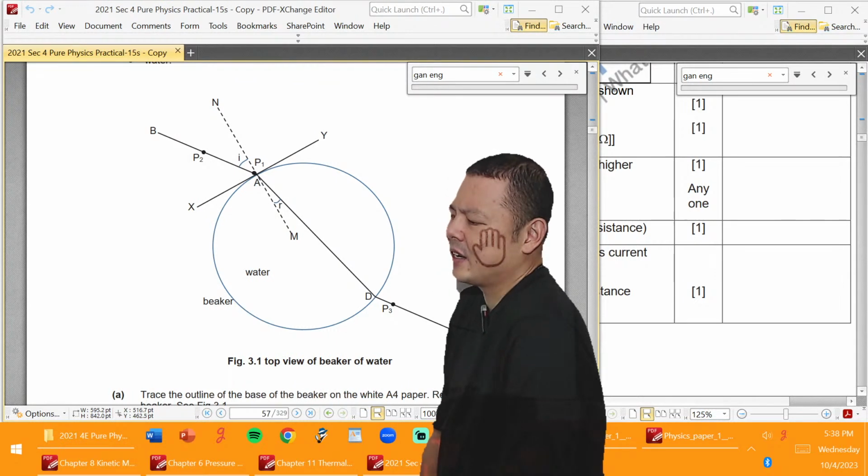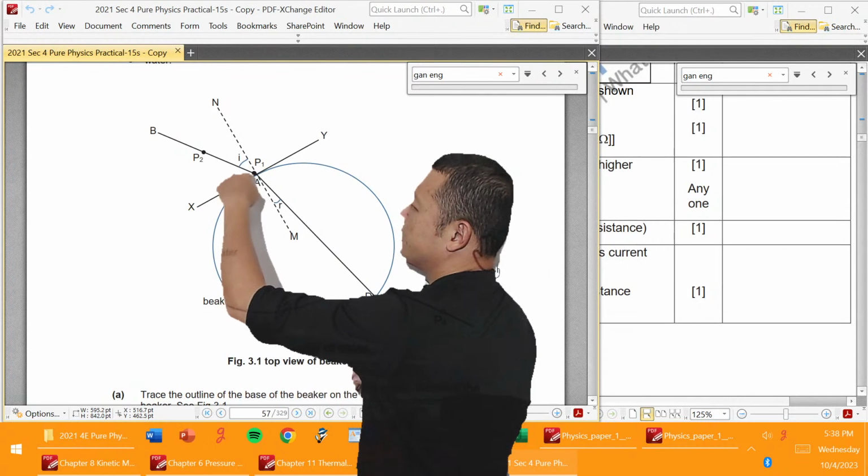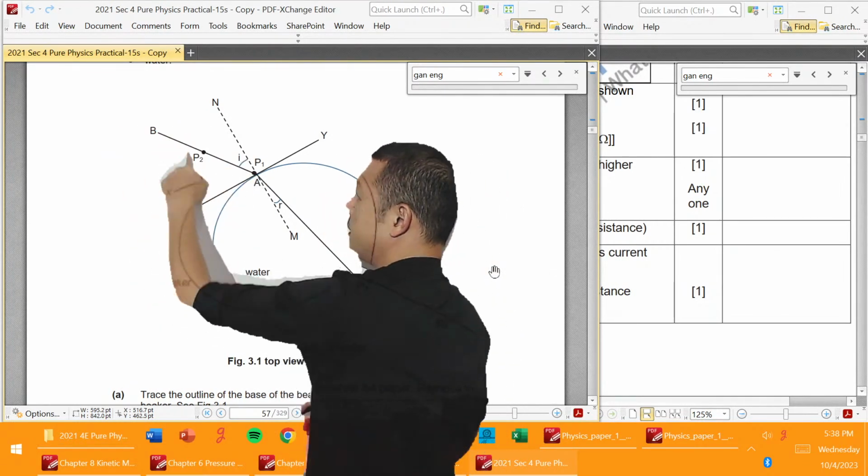So what exactly are you supposed to do here? You're supposed to draw on a piece of paper, right? You're supposed to put these two pins, right? Here like this. You're supposed to draw the line first, then you put the two pins on it.